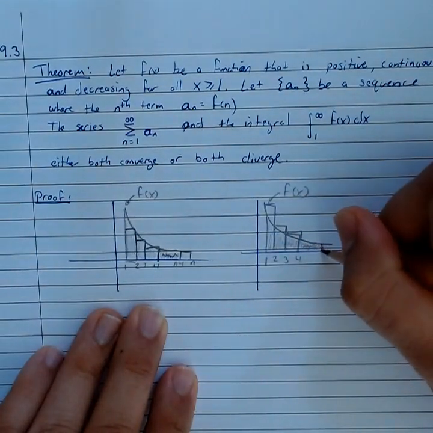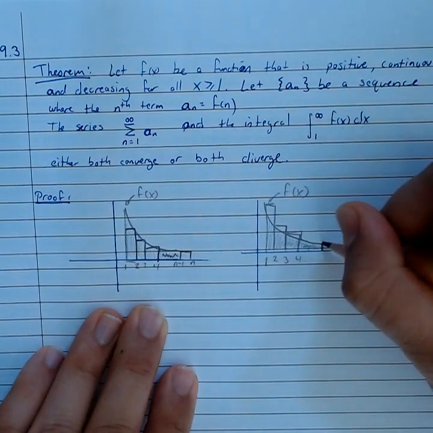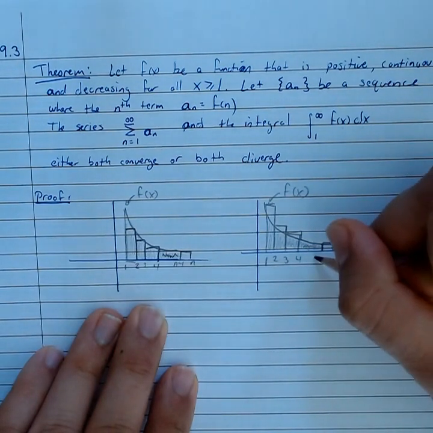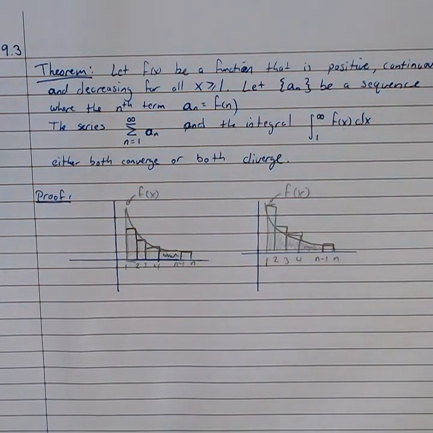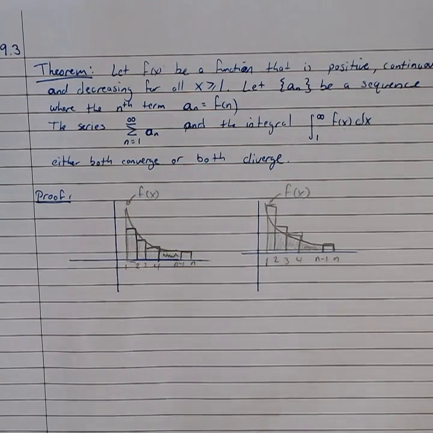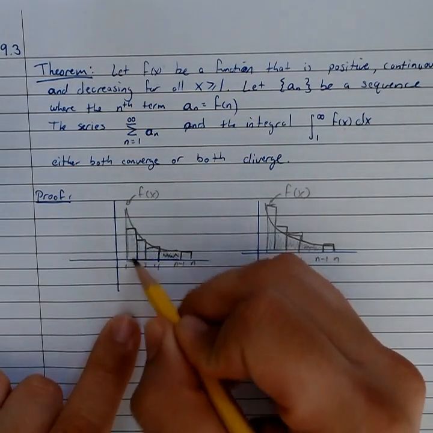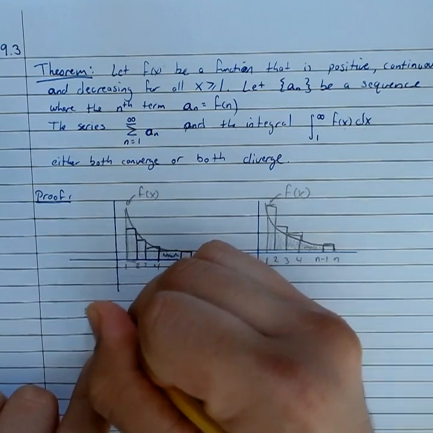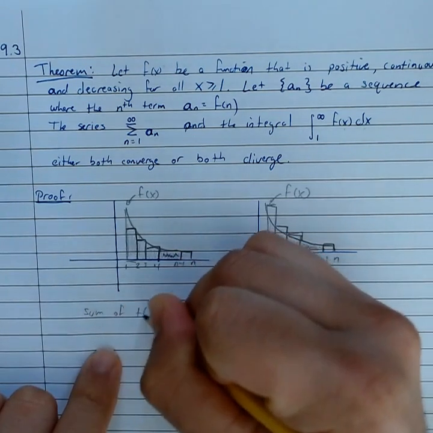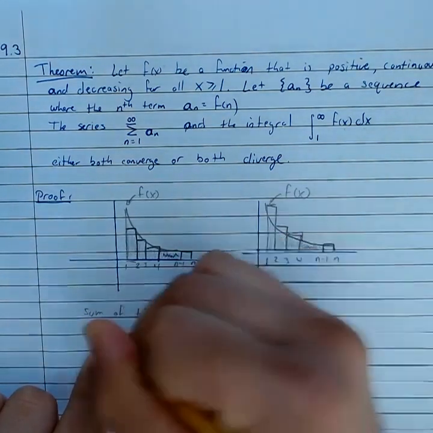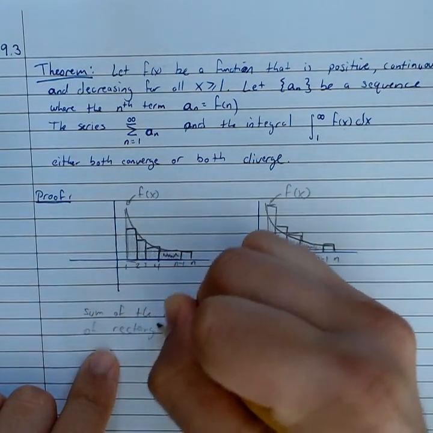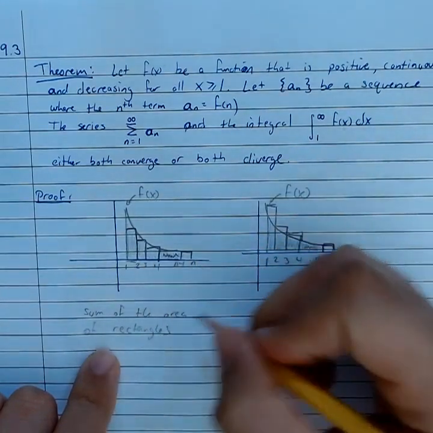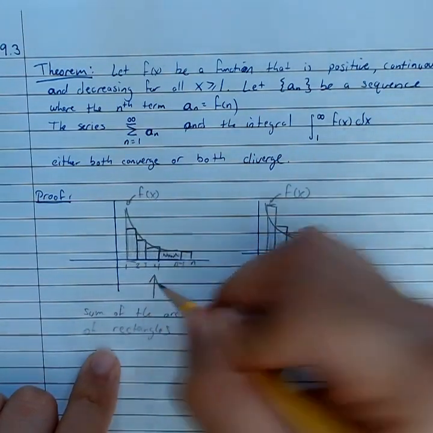And again, we'd have these rectangles going on and on until eventually we reach something like n minus 1 and n. Okay, so notice the visuals given here. Well, notice the sum of the area of the rectangles is given by, well, it depends on which one we're looking at here.